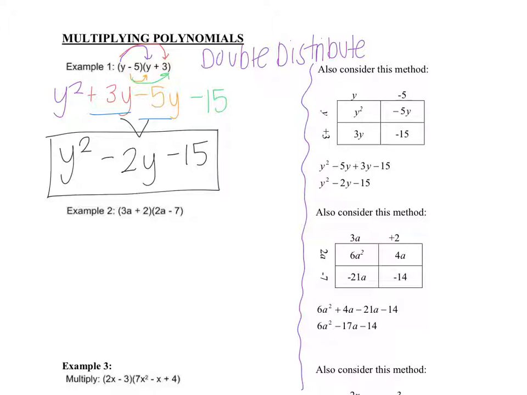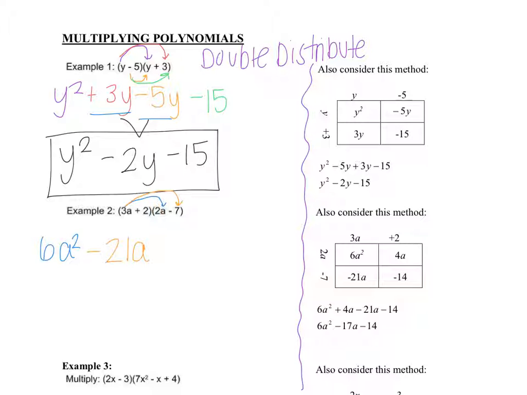For the next example, I'm going to do something similar. I'm going to stick with those colors because I think it's helpful. I have the first term in each multiplied by each other. So 3a times 2a. First I deal with the coefficients. 3 times 2 is 6. And then I deal with a times a, which is a squared. Next, I take the 3a times negative 7. 3 times negative 7 is negative 21. A times 1 is just a.